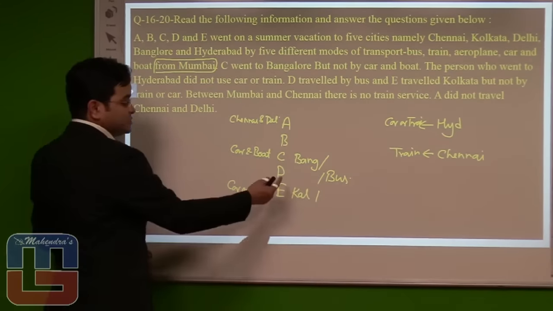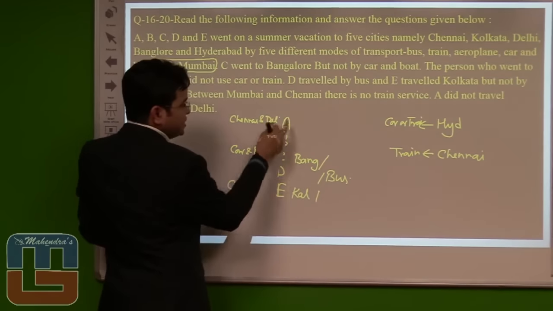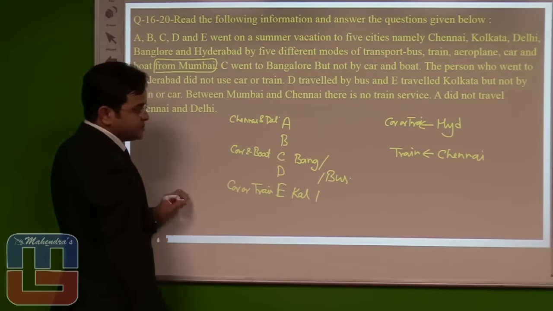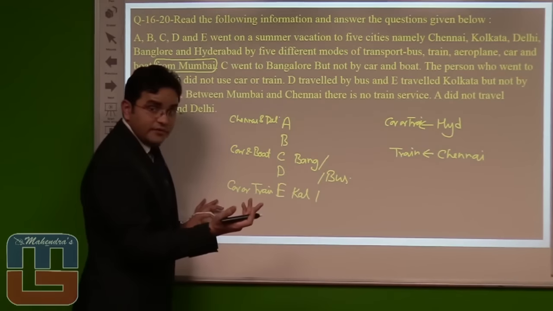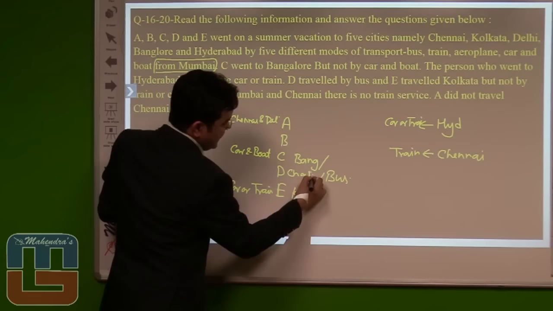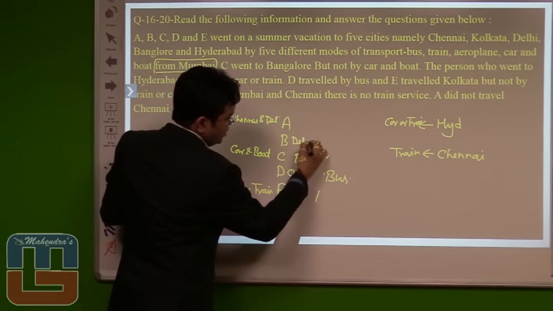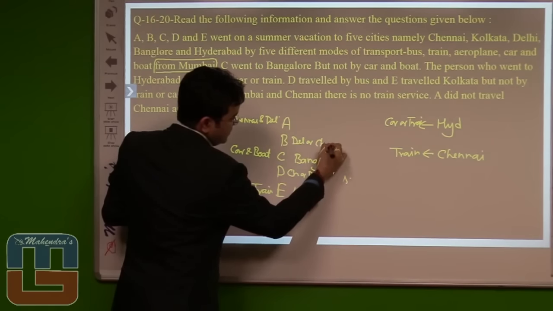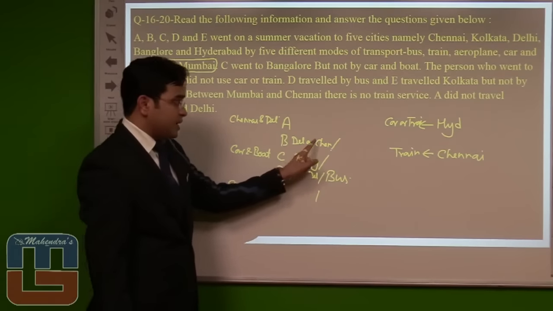Okay, so let's check this one. Kolkata you have drawn, Bangalore you have drawn, but Chennai and Delhi will not be here. It means Chennai and Delhi will be either B or D, because no other information is given. So here you have to write Chennai or Delhi. Again here you have to write Delhi or Chennai. Got it? Delhi or Chennai.